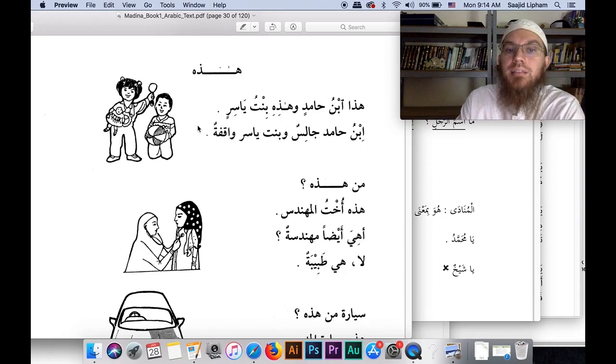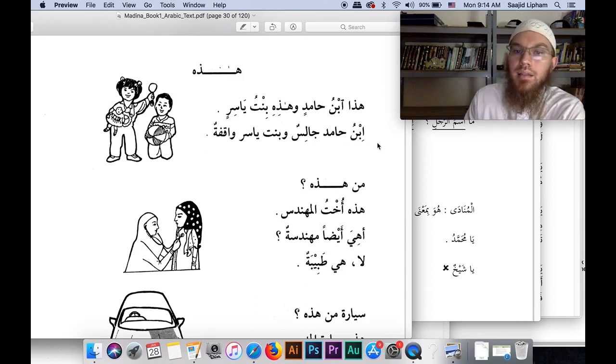Now, if we look at the next sentence, you'll see that the author starts taking away the harakat. And this is very helpful because it makes you critically think.